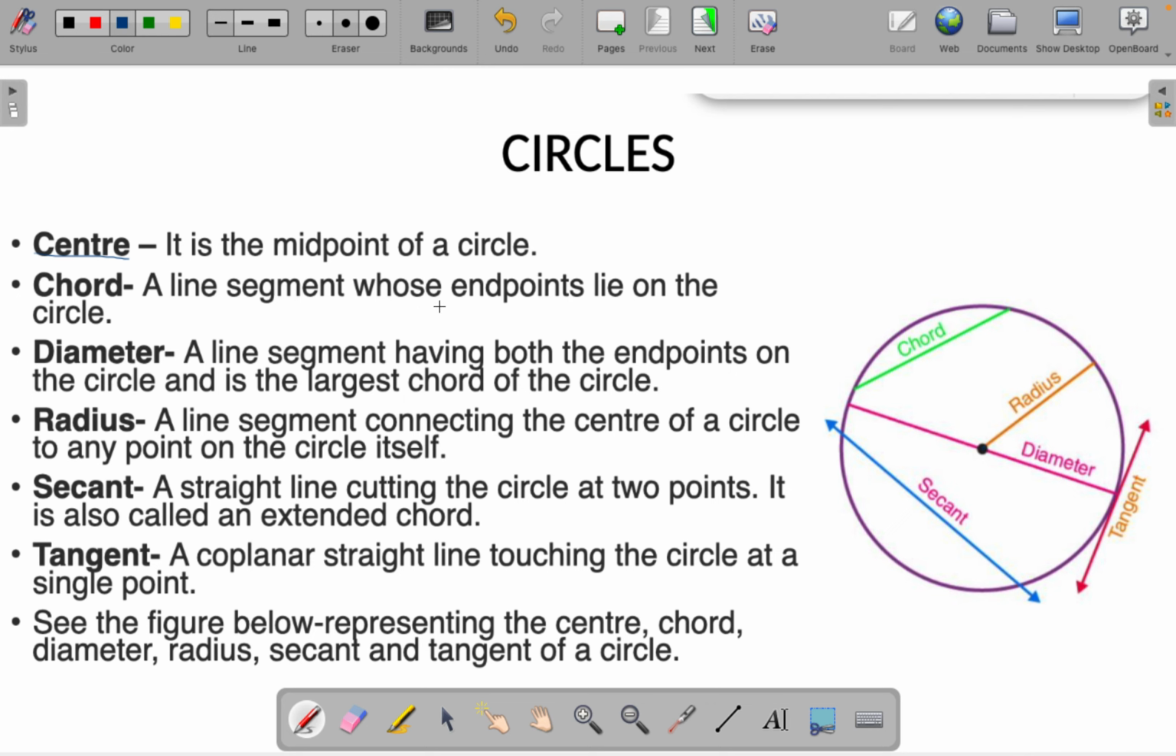Chord. A line segment whose endpoints lie on the circle. So basically the green color is a chord. Why? Because both the endpoints are lying on the circle.